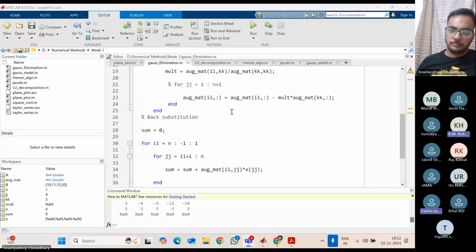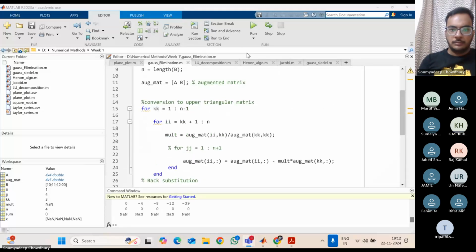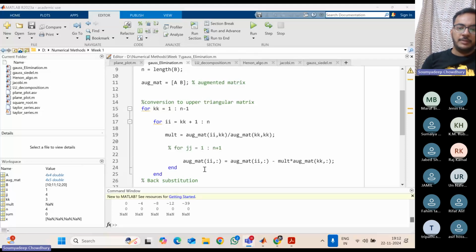Sir, can you repeat the upper triangular method? So here in line 21 and 23 basically. This I cannot explain you. You have to go through it, because whatever you are doing in pen and paper, just imagine how we can translate it into code.